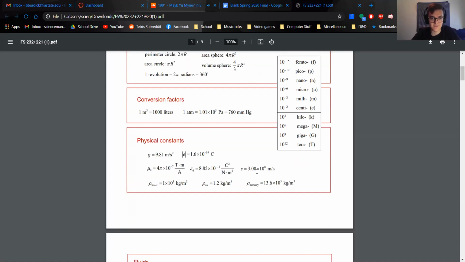And then we have some physical constants here. So mu naught, you may not have that one committed to memory yet. So remember, this is the magnetic permeability of free space. So if you ever see a mu naught, it's just 4 pi times 10 to the negative 7. So this is just a number you know. It's not a variable.